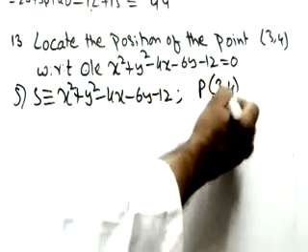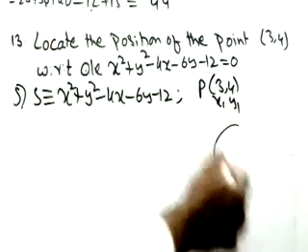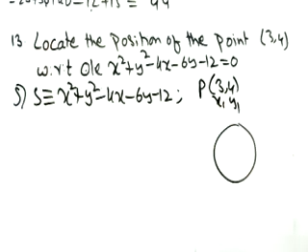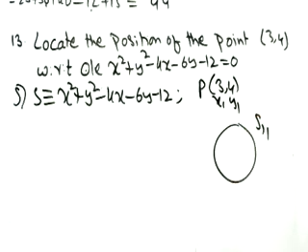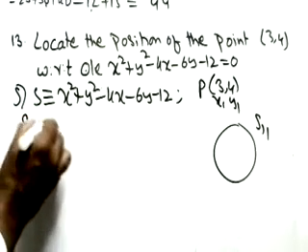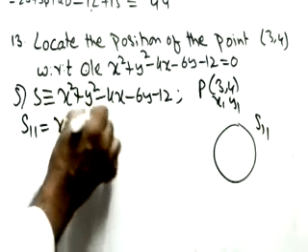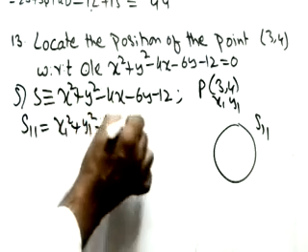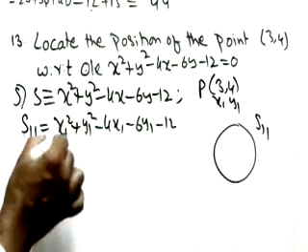Now what is the point here? Point is (3, 4). Let me take this as (x1, y1). How can we say the position of a point, whether it is inside the circle or outside or on the circle? I will find S11. If greater than 0, it lies outside; if less than 0, it lies inside; equal to 0, on the circle. So for that we have to find S11. In place of x, x1 square; y, y1 square; minus 4, in place of x, x1; in place of y, y1; minus 12.